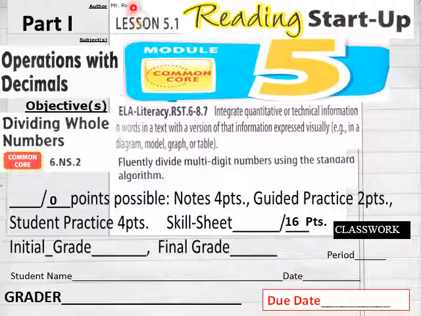Okay, here we are with 5.1. This is the title slide. We have 16 points of classwork on this reading startup part of the classwork: Operations with decimals by dividing whole numbers. Here's the math standard, grade 6, number sense, point 2.